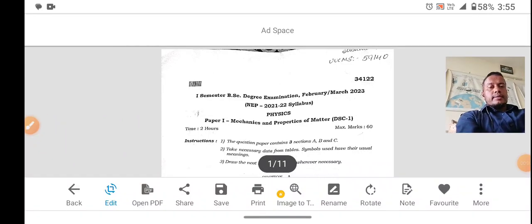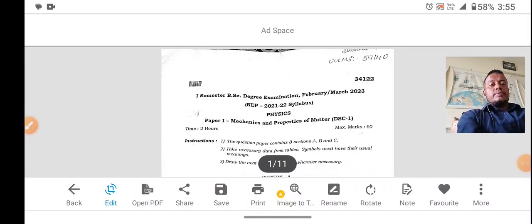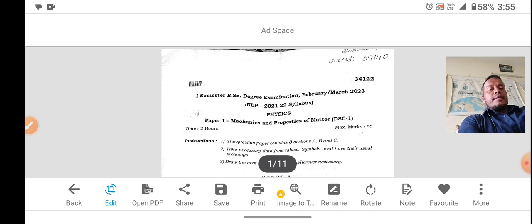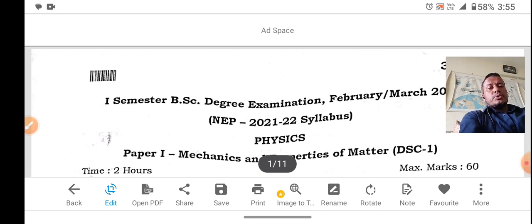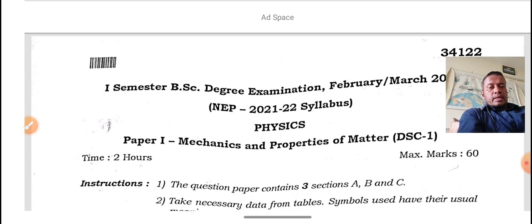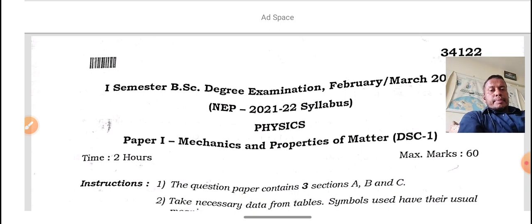Today let's solve the NEP Physics first semester BSc degree examination February 2023 paper. This is paper 1, mechanics and properties of matter.